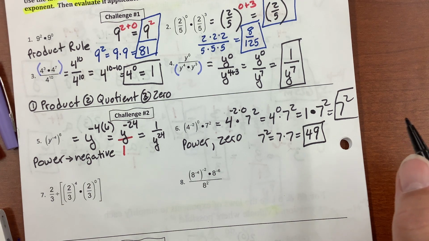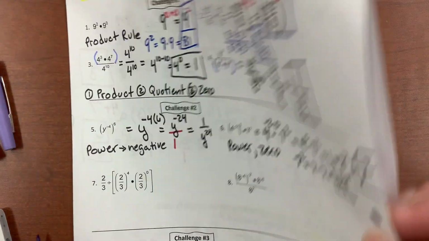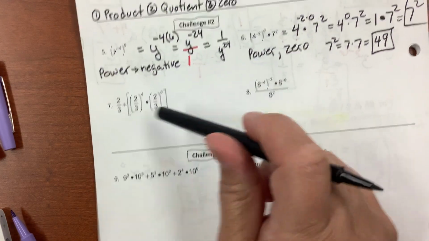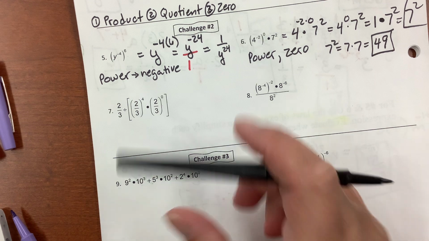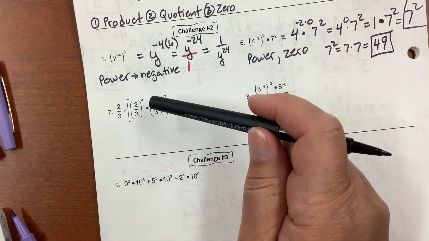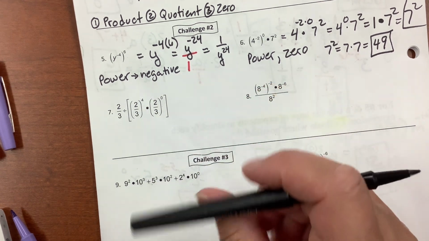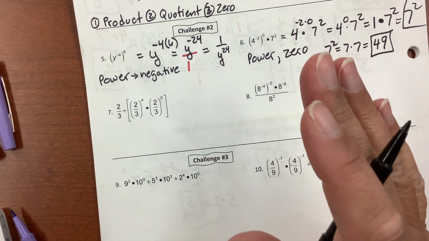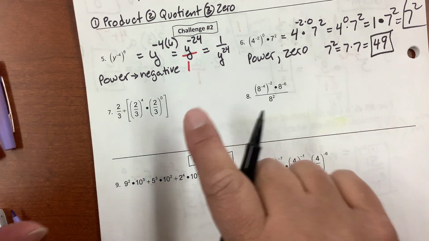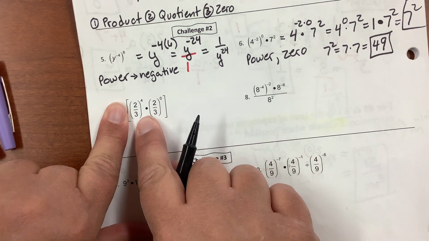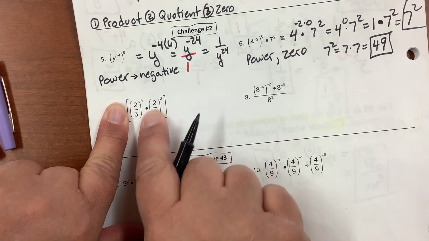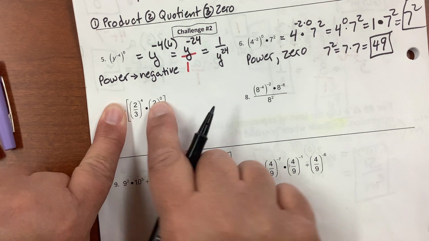Okay, the next one. Oh gosh, there's a whole bunch of stuff going on here. There's parentheses because it's a fraction. There's a multiplication inside of brackets. Oy. So slow down, take a breath, and do this one in pieces. So, order of operations. Parentheses first. I have to do this multiplication. Keep the base and add the exponent.